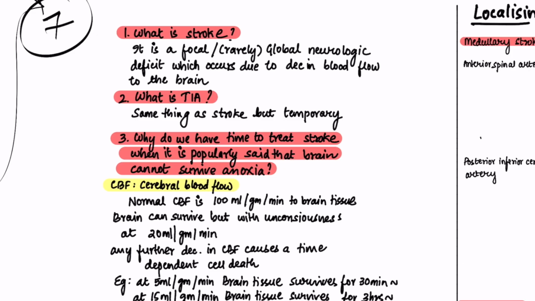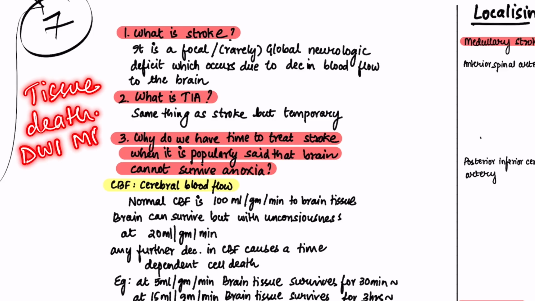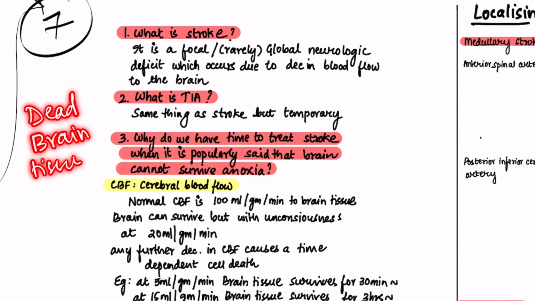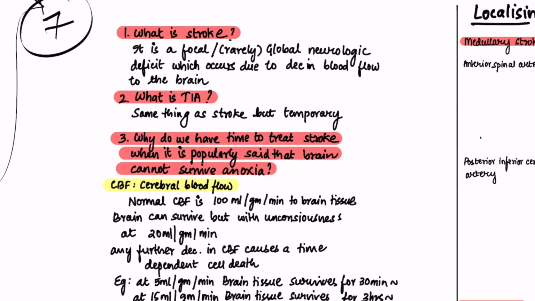For this, a new definition has been developed based on tissue death. Now, this tissue death is seen on a diffusion weighted imaging of an MRI. So an MRI is done, and then on the MRI, if there is dead brain tissue, then it is called stroke. If there is no dead brain tissue, then it is called a TIA, right?